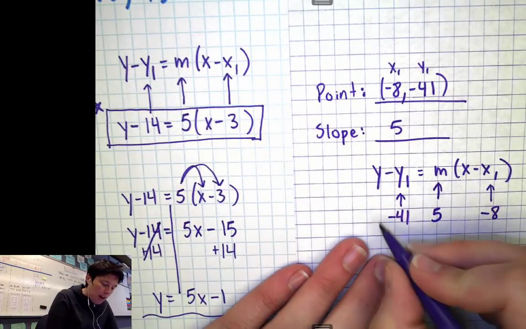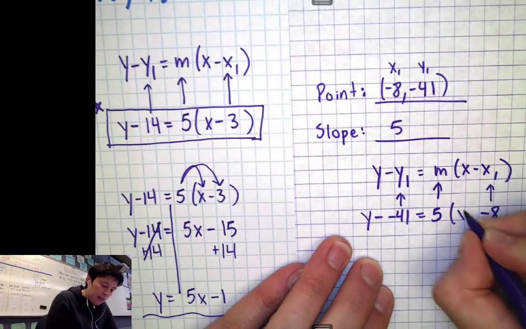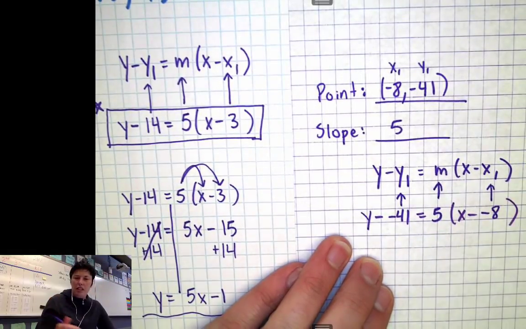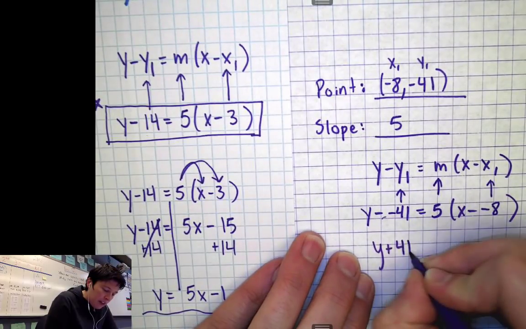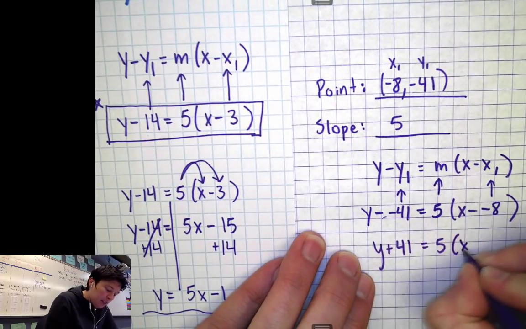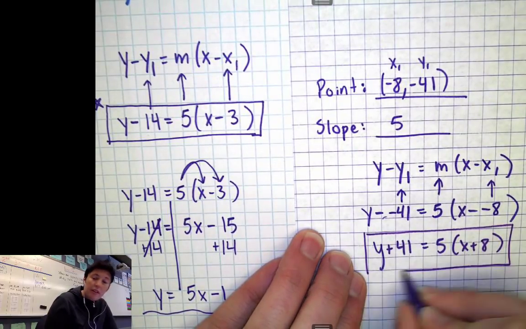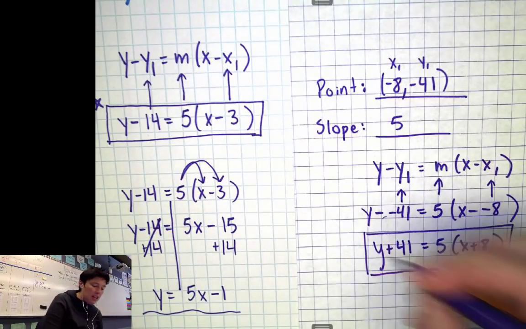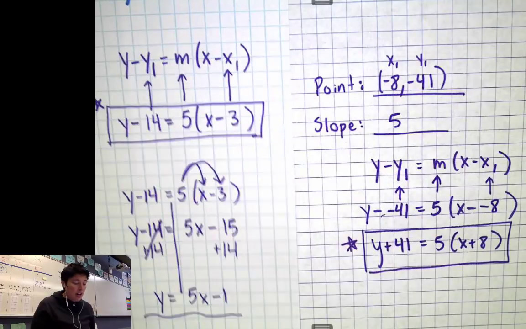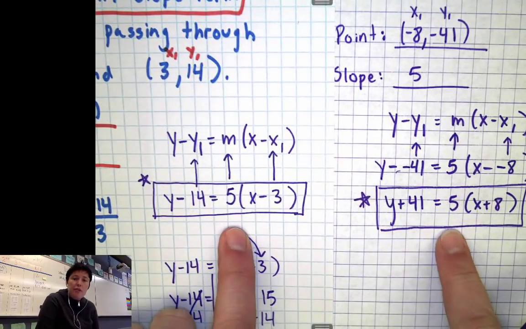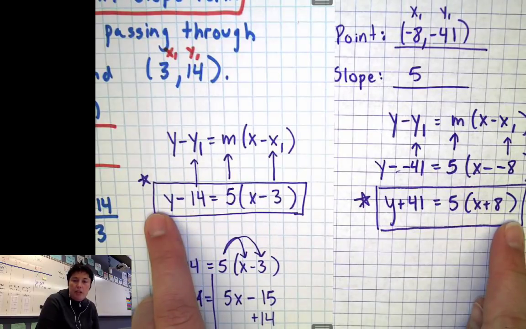So I'm going to have y minus -41 equals 5 times x minus -8. I'm going to clean that up with those minus signs. I'm going to make that y plus 41 equals 5 times x plus 8. And there's my point-slope form. What have I done? Well, I've just found a second answer to our question. The question said, write an equation in point-slope form. Hey guys, both of these are point-slope form. They both have a slope of 5. I just used 2 different coordinate points on the line.